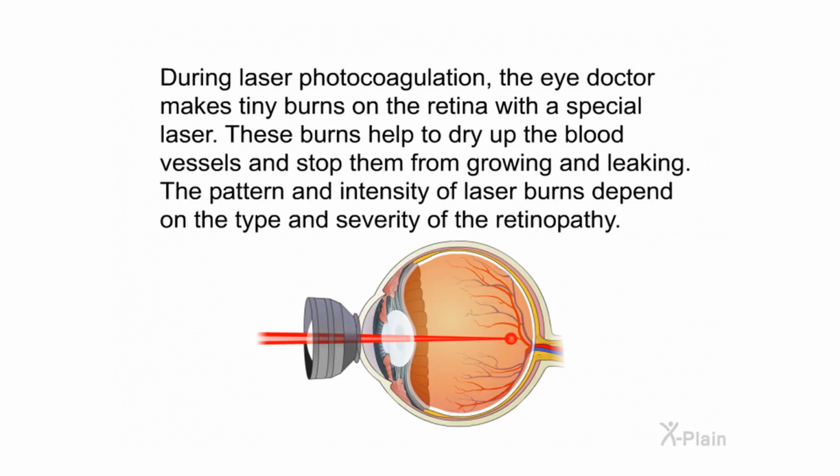During laser photocoagulation, the eye doctor makes tiny burns on the retina with a special laser. These burns help to dry up the blood vessels and stop them from growing and leaking. The pattern and intensity of laser burns depend on the type and severity of the retinopathy.